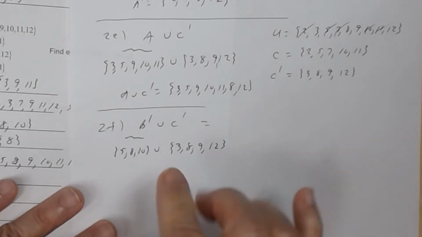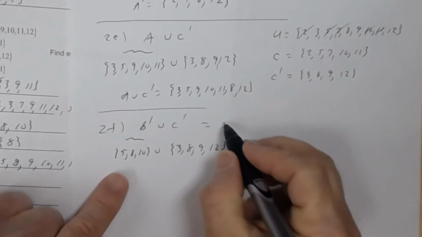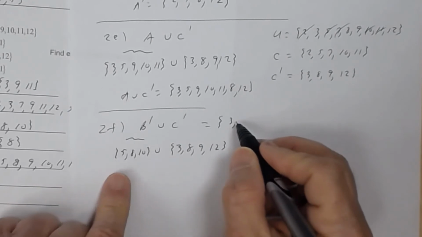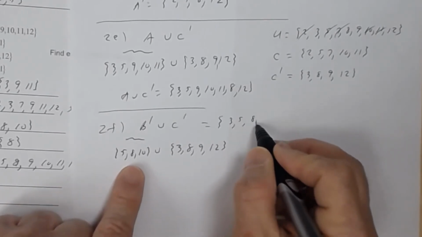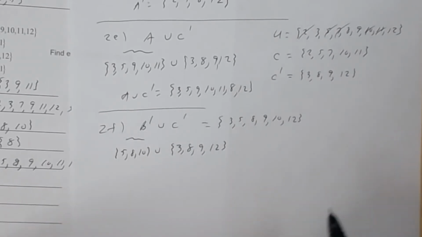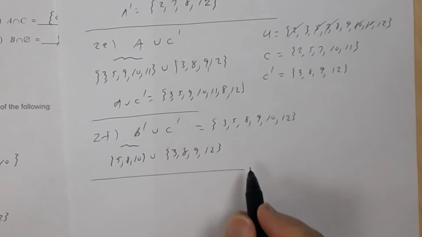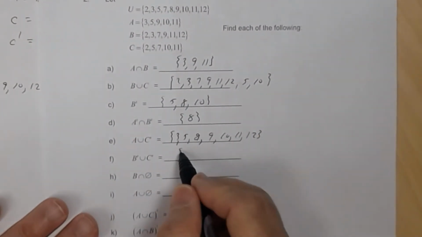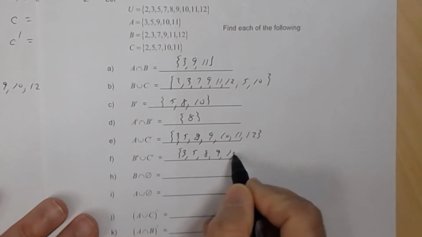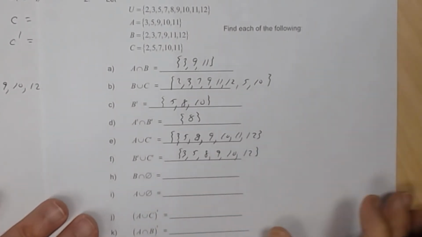And so the union would be every element you see. So I'm going to go ahead and list them in order. So that's going to be 3, 5, 8, 9, 10, and 12. Okay? So 3, 5, 8, 9, 10, and 12. So that's 2F.